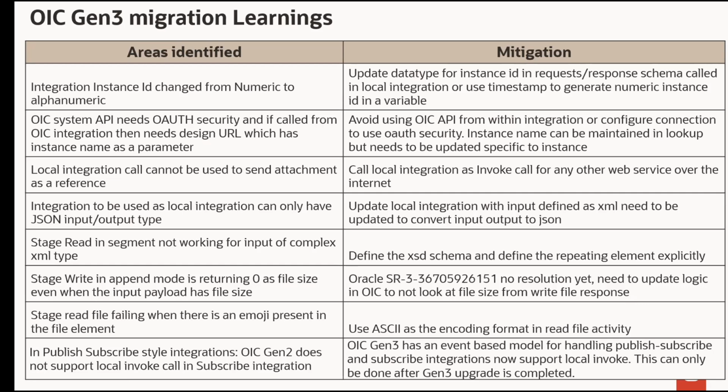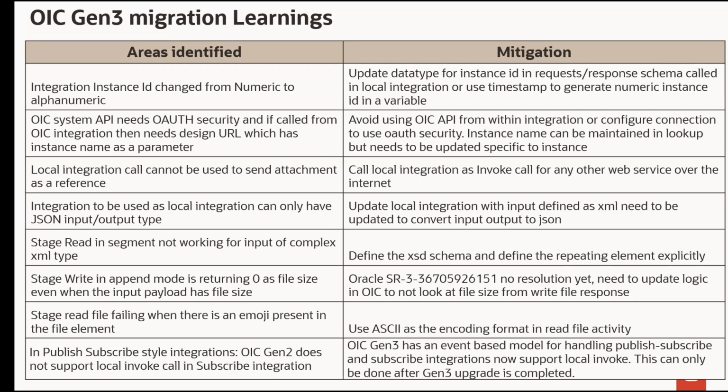Integrations, any integrations that we have now, you have to have JSON input, right? So again, this is another thing that you can plan ahead and implement in Gen 2 so that you are prepared for your Gen 3 upgrade. Stage read in segments not working for complex XML type, right? This is another thing that we uncovered, right? When you have complex schema, you define it at once and you refer to it in your complex schema. So the way you do it is that now you have to define the complex schema. Just for example, right, address schema is there and you have to define the whole complex schema.